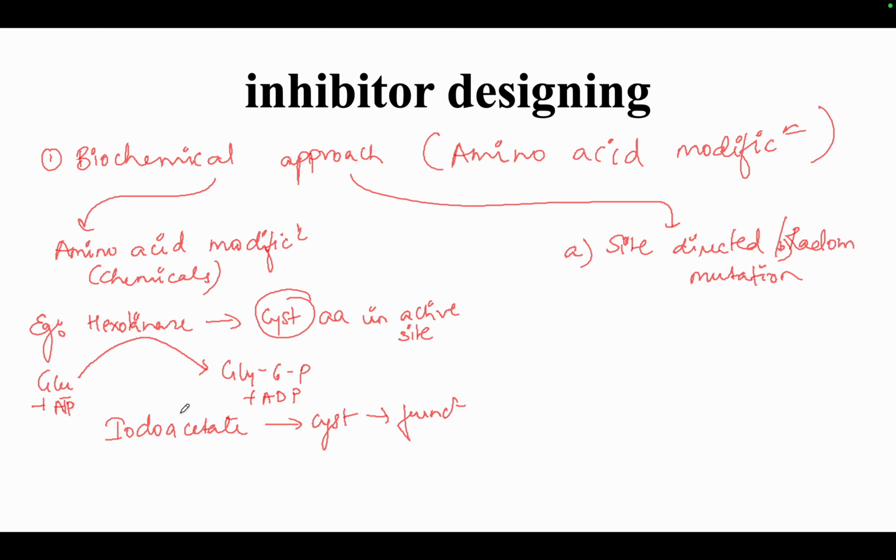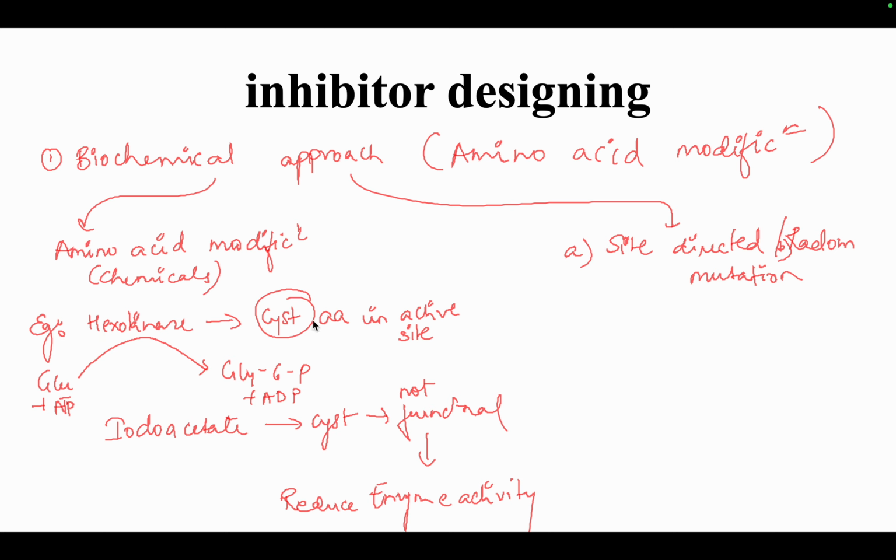So any active site which contains cysteine can be modified with iodoacetate by adding different concentrations of iodoacetate, and then we can see the enzyme activity, like has it reduced the enzyme activity, because now the active site is not functional. Because the cysteine is modified, it is not functional, and it will reduce the enzyme activity. So this is one of the examples of chemical modification of amino acids.